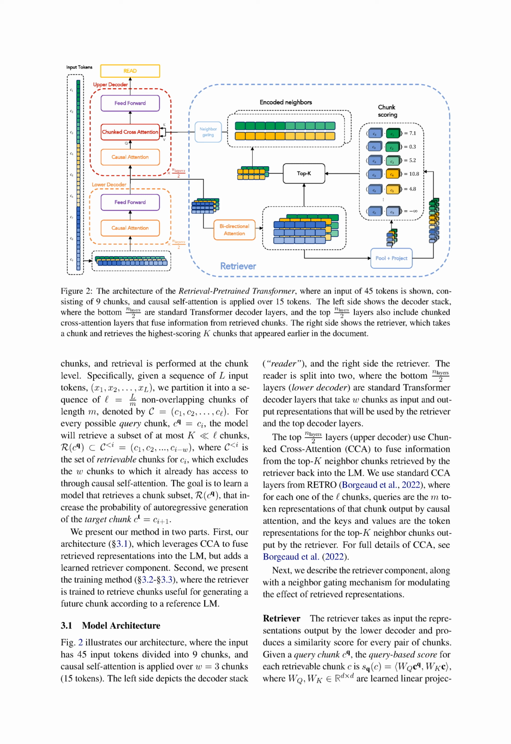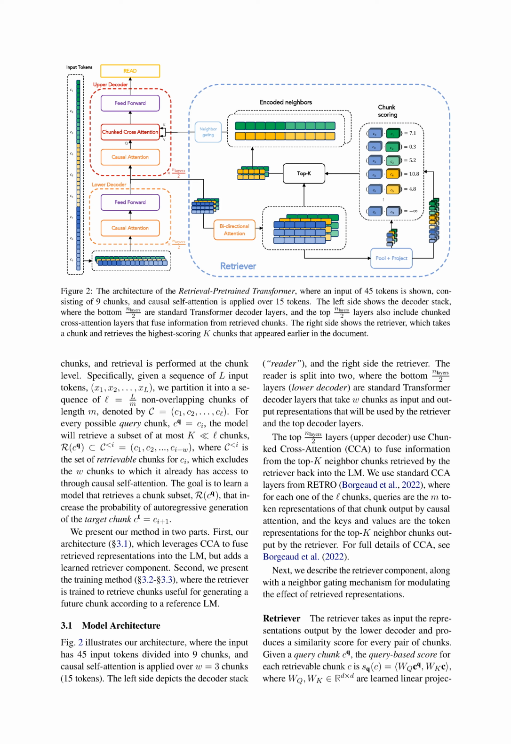We present our method in two major sections. First, we delve into the architecture of our model. It capitalizes on causal cross-attention, CCA, to merge retrieved representations into the language model while also introducing a learned retriever component. Next, we discuss the training method. In this part, we train our retriever to pick out chunks that are beneficial for generating a future chunk, based on a reference language model.